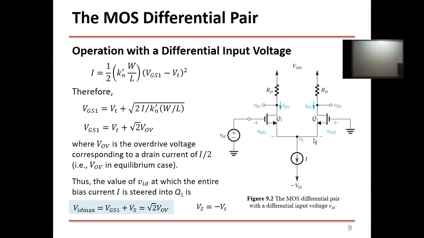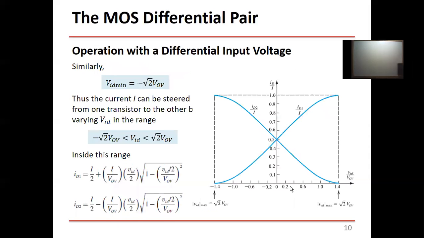If you apply a negative voltage, which means this voltage is higher than this one, if you put this as ground and increase this side, that makes this voltage negative, right? So if you increase this voltage on the other side, in the negative side, until you reach negative, I think there is a negative sign missing here. Oh yeah, because this is absolute value. Anyway, this is negative square root of 2 times V overdrive. Then you steer all the current to the other side to the maximum of I, while the other current would be 0. And the exact equation of these curves are these ones, okay?